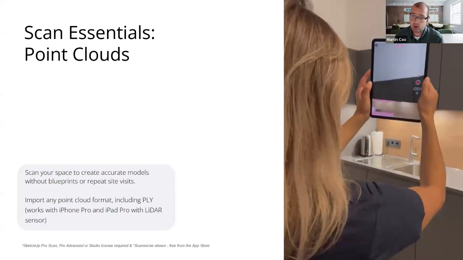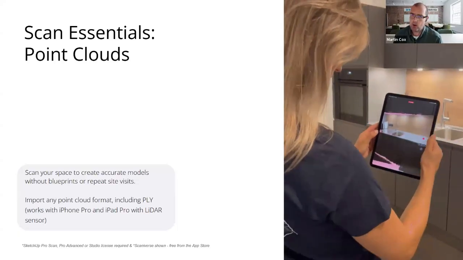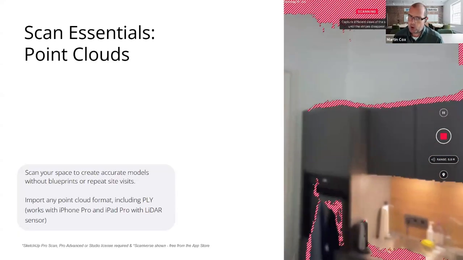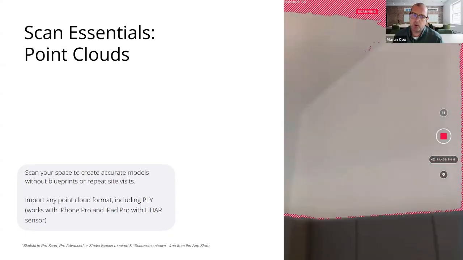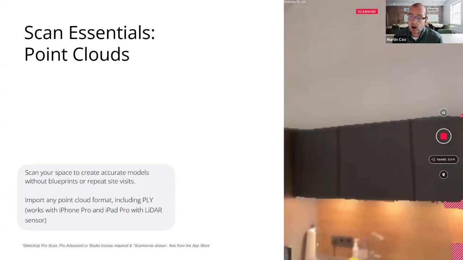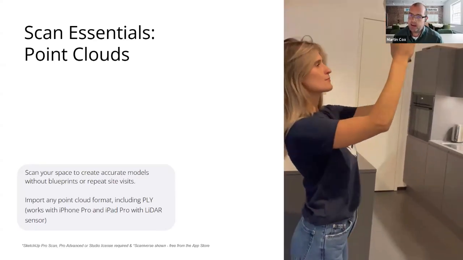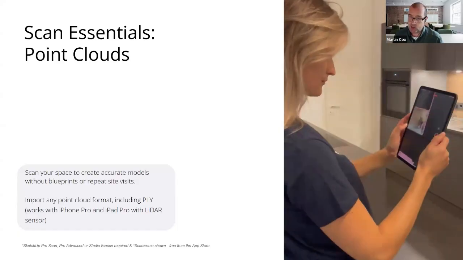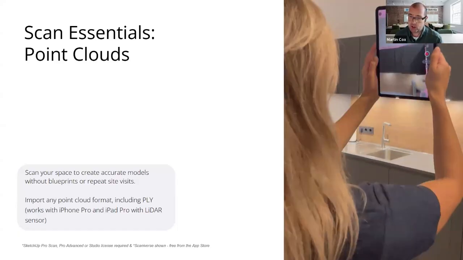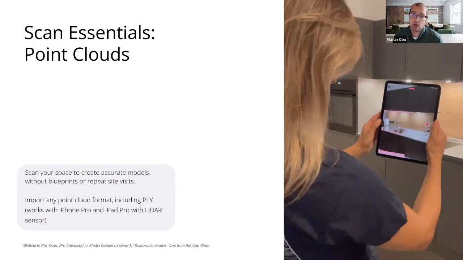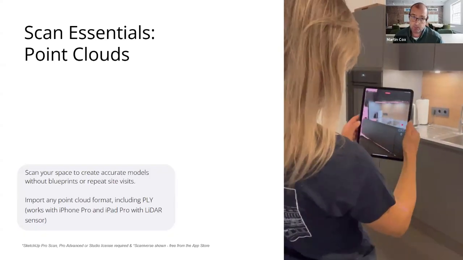So, we've scanned the space, and we'll see how this scan looks. But what's quite important about this is that we've all done it: you go to measure something, you measure everything, and then realize you forgot to measure something. Having a 3D point cloud means you can actually go and measure those points.